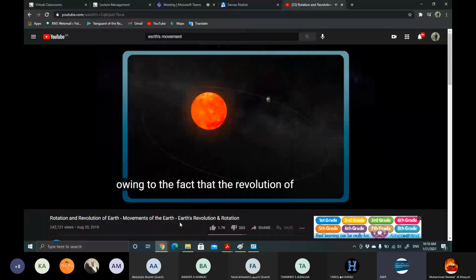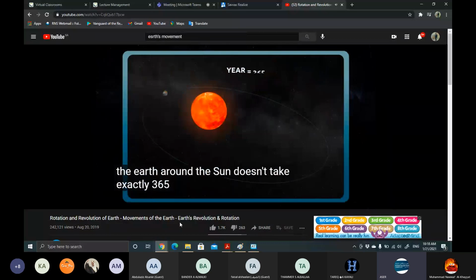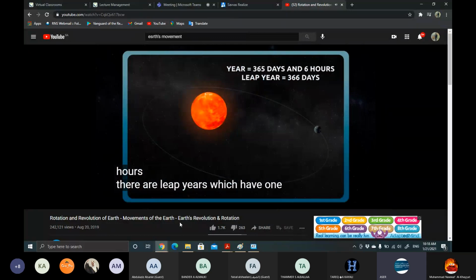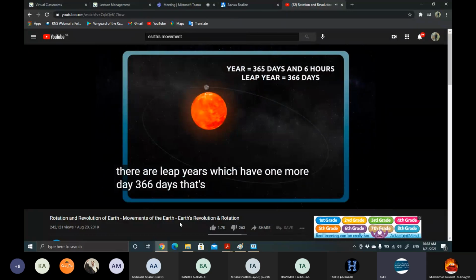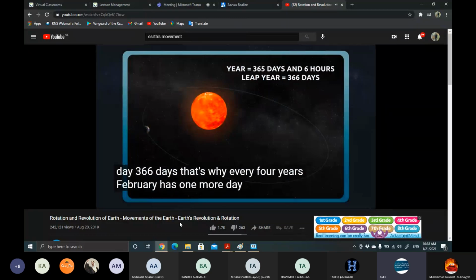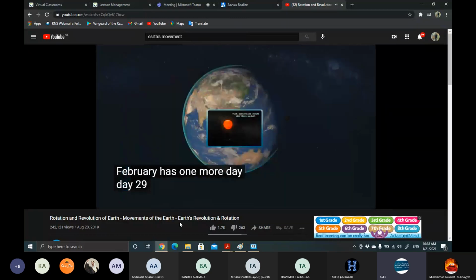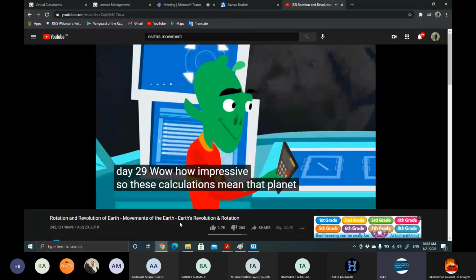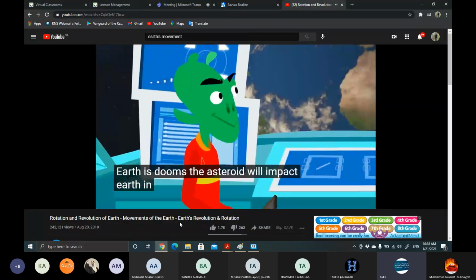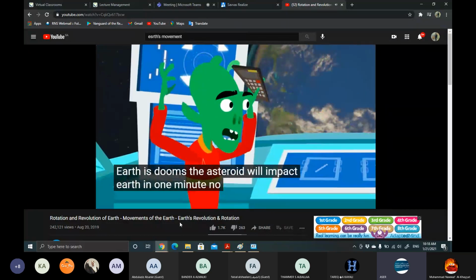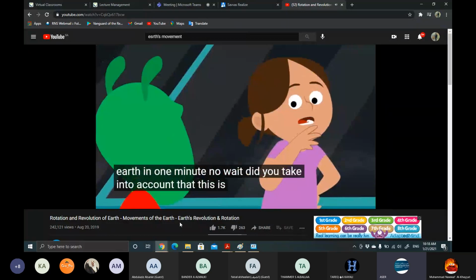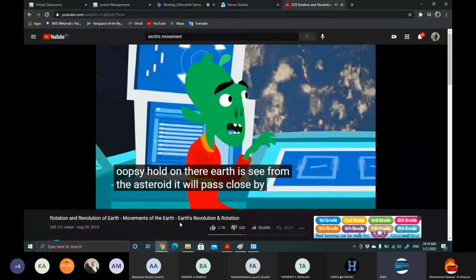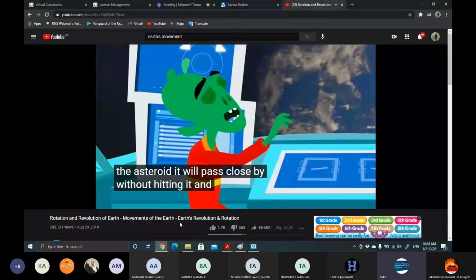Owing to the fact that the revolution of the Earth around the Sun doesn't take exactly 365 days, but 365 days and 6 hours, there are leap years, which have one more day, 366 days. That's why every 4 years, February has one more day, day 29. Wow, how impressive. So these calculations mean that planet Earth is doomed? The asteroid will impact Earth in 1 minute. No! Wait, did you take into account that this is a leap year? Oopsie! Hold on. The Earth is safe from the asteroid. It will pass close by without hitting it. Yay! And it's all thanks to the leap year.